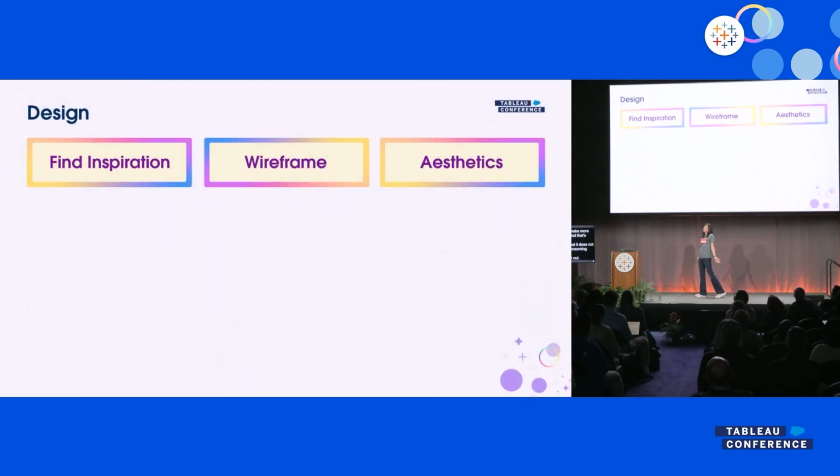And then we want to make it look good. So aesthetics, I think, is what most people think of when they think of design, right? So here we're going to talk about color, text, icons, and images, and I'm going to give you some examples of all those.